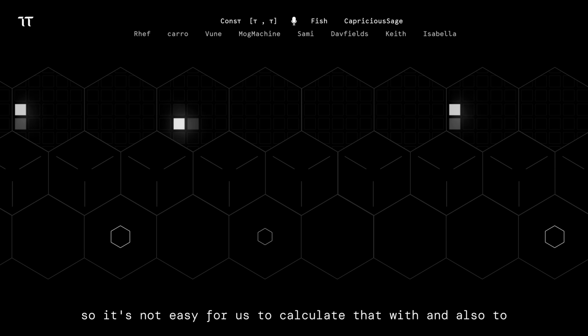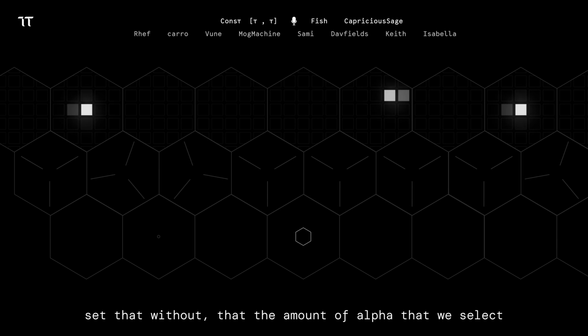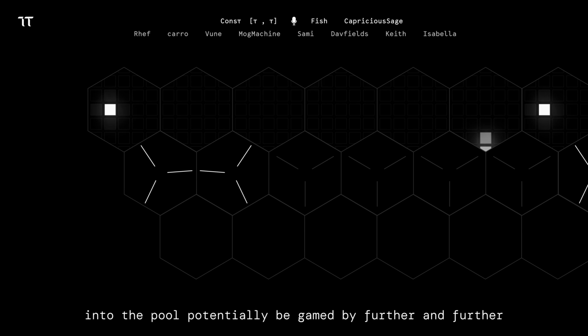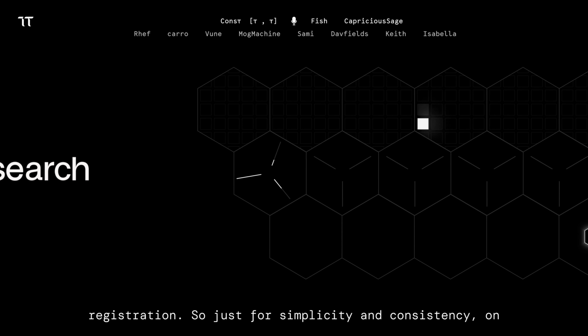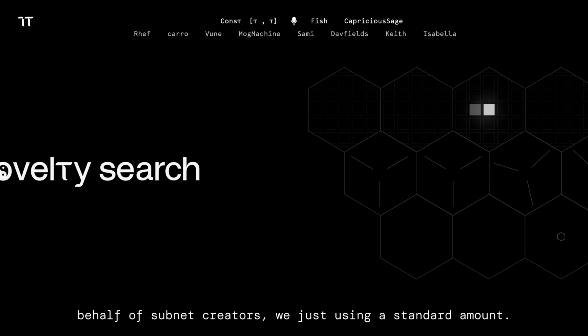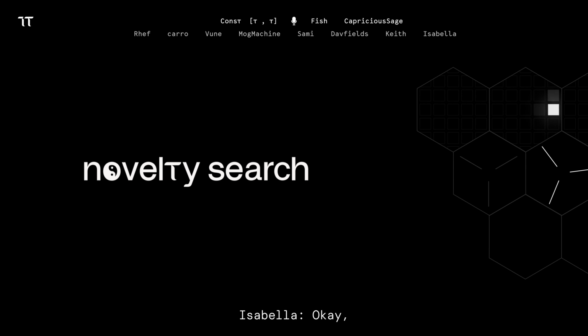And so it's not easy for us to calculate that and also to set that, without the amount of alpha that we select into the pool potentially being gamed by further and further registrations. So just for simplicity and consistency on behalf of subnet creators, we're just using a standard amount. Okay.